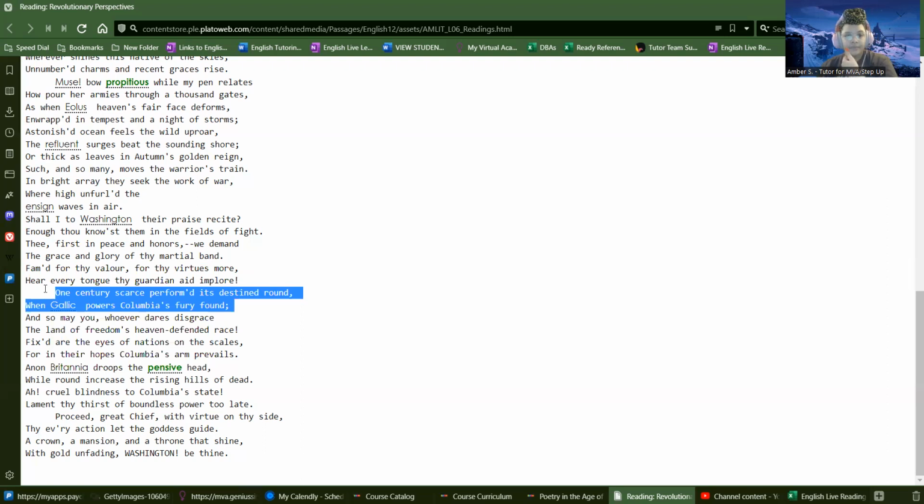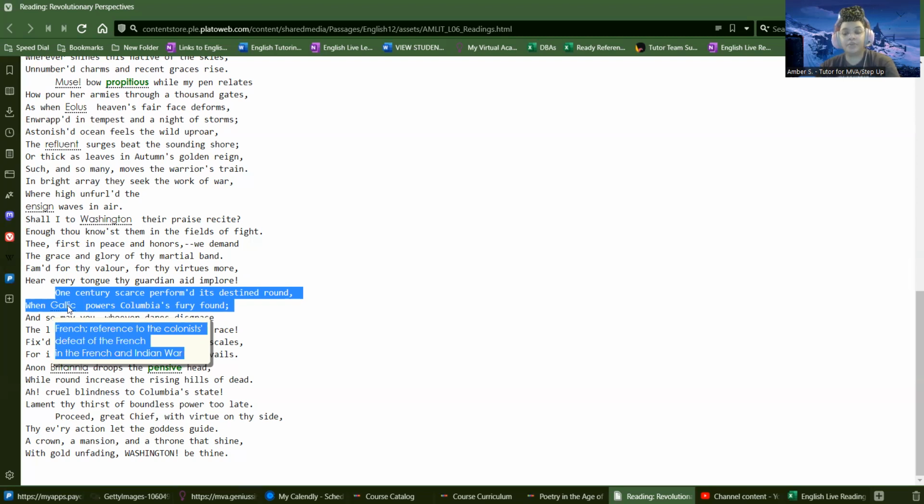So pretty much, one century scarce performed its destined round. What they're saying here is it's been 100 years, roughly, because that's a century, 100 years, from the French and Indian War, when Gaelic powers Columbia's fury found. So Columbia is America. Gaelic is referring to the French.